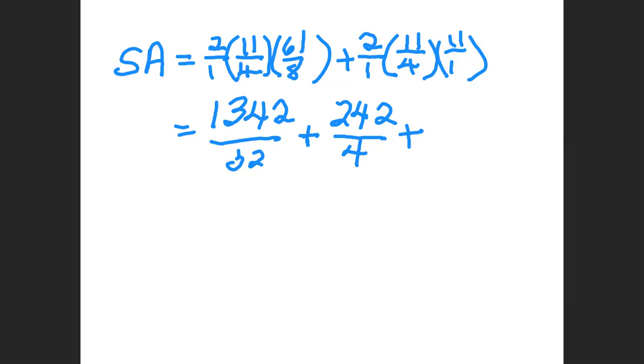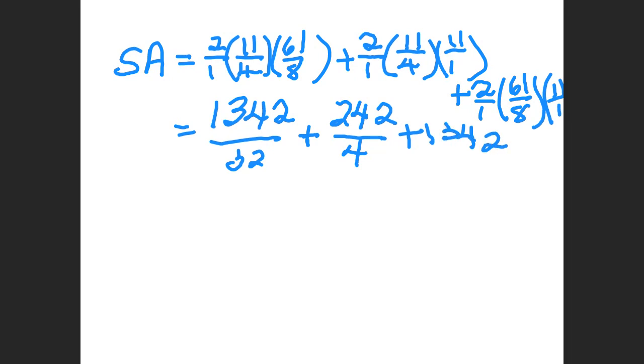Now, my last one is going to give me 2/1 times 61/8 times 11/1. This will give me 1,342 over, in this case, 8.